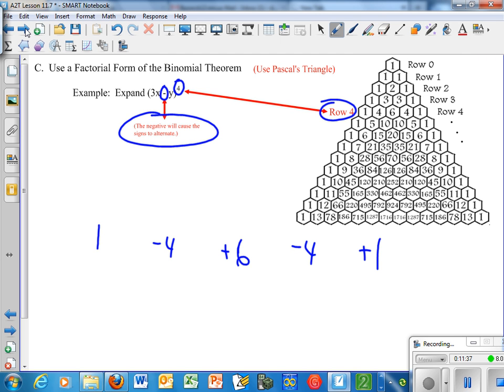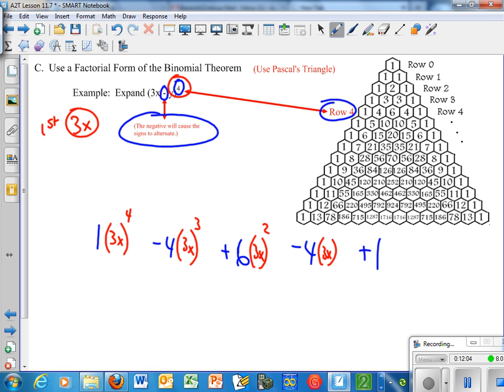All right. Now here's how this changes. The first term is 3x. When there's a number and a variable, I suggest you put it in parentheses. And I want to start with whatever the exponent was here, which is 4. Now I want to do 3x to the third. Then I want to do 3x squared. Then times 3x to the first. And then times 3x to the 0. So you have to use parentheses when there's a number and a variable.